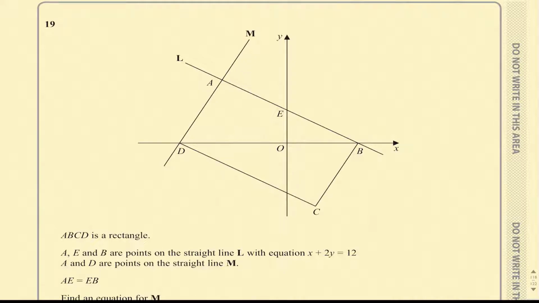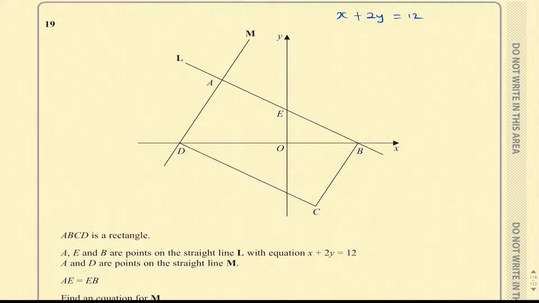Right, question 19. We've got a rectangle ABCD. A, E and B are points on the straight line L with equation x plus 2y equals 12. AE equals EB. A and D are points on the straight line M. Find the equation for M.